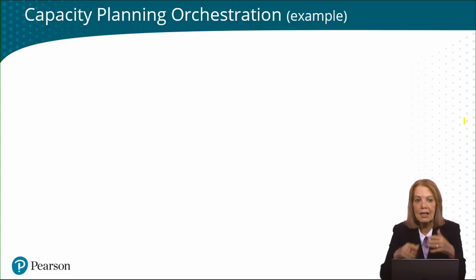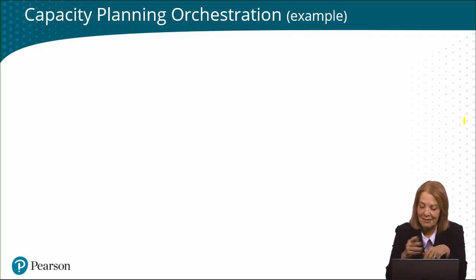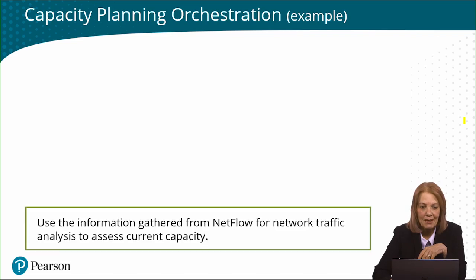So I want to give you a capacity planning orchestration example. Remember, orchestration is when we take disparate systems and we get them to work together. So what if we could get all three, NetFlow, SNMP, and SCAP, to work together? What would that look like? Let me give you an example. So this is for capacity planning.